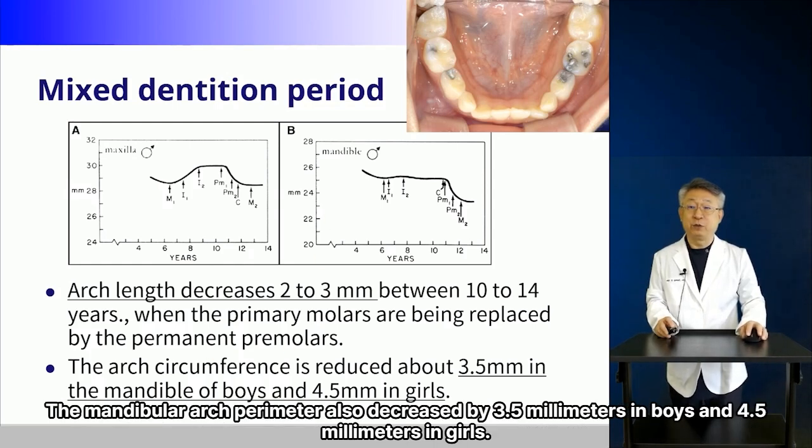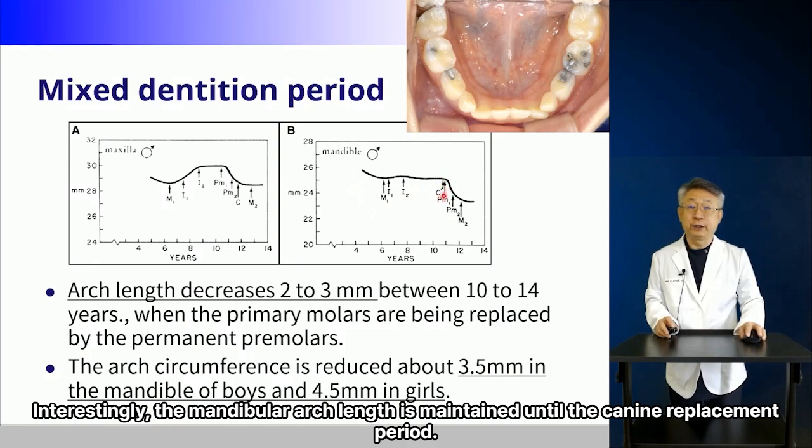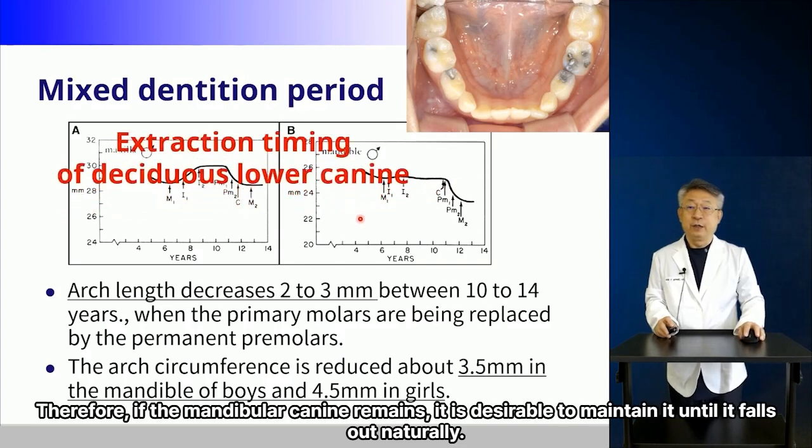The mandibular arch perimeter also decreased by 3.5 millimeters in boys and 4.5 millimeters in girls. Interestingly, the mandibular arch length is maintained until the canine replacement period. Therefore, if the mandibular canine remains, it is desirable to maintain it until it falls out naturally.